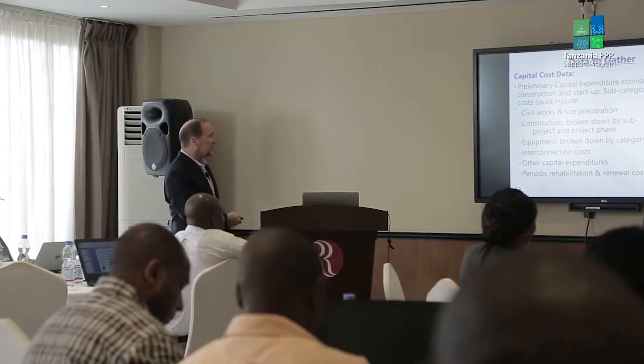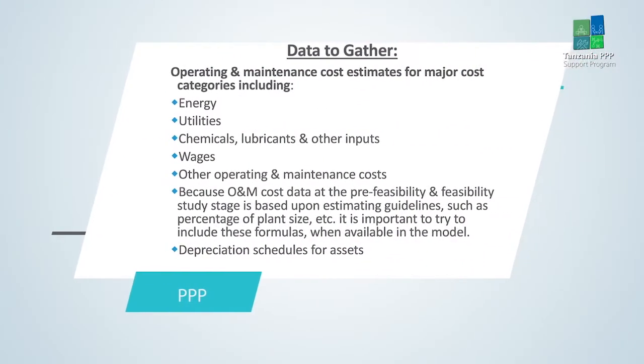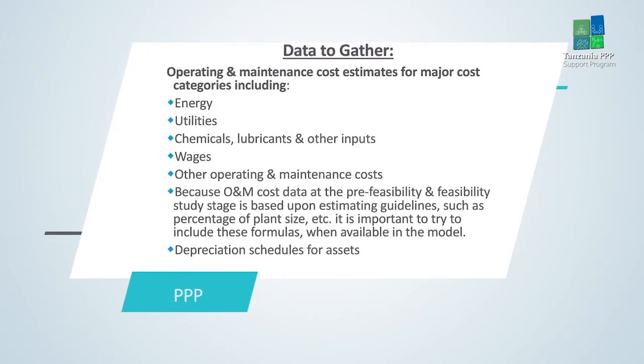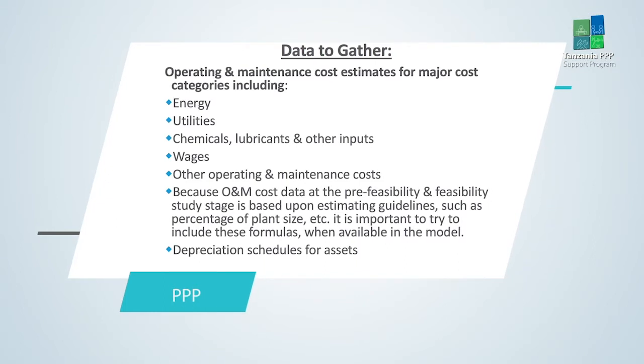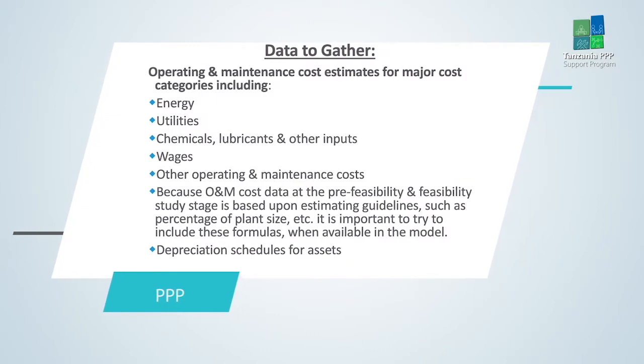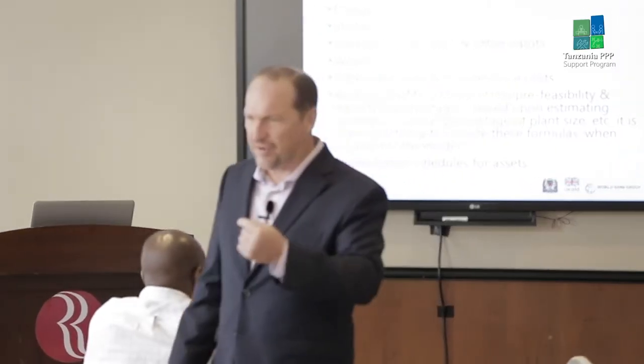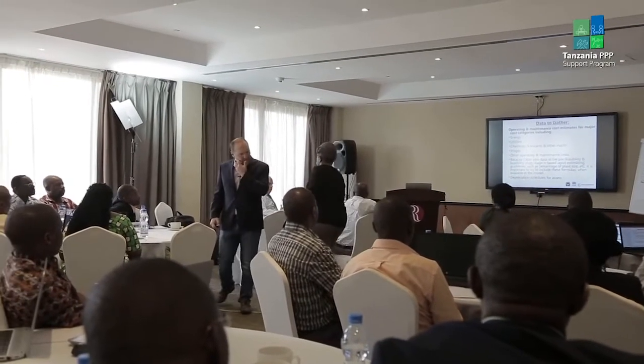Data on the capital costs, breaking those down. Data on the operating costs. Now, an important thing to include in your operating cost data, we've mentioned this before. Let me ask you a question here. Why is it important when we come up with our estimate of operating and maintenance costs? Why is it important to differentiate between fixed O&M costs and variable O&M costs?